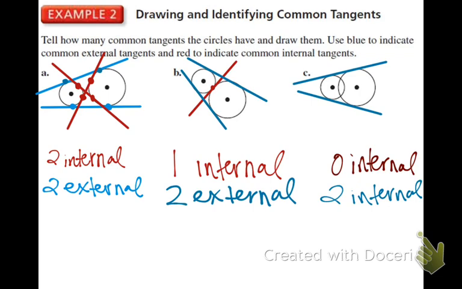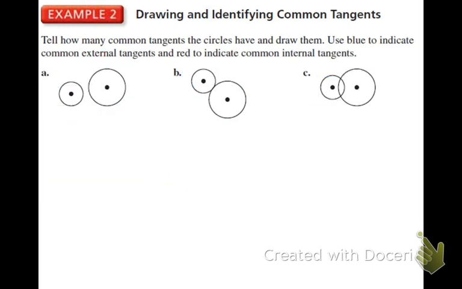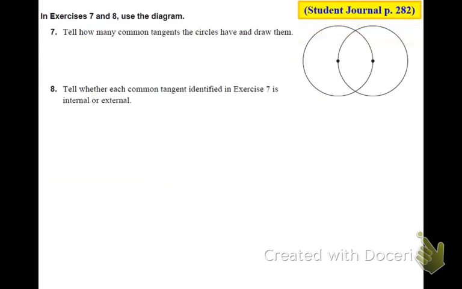Should we put two external? Yes, I did. Sorry. Thank you. No problem. All right, so now we have 2 theorems to learn, and we have finished the whole lesson for today. You're going to do numbers 7 and 8 in your student journal. It's page 282.